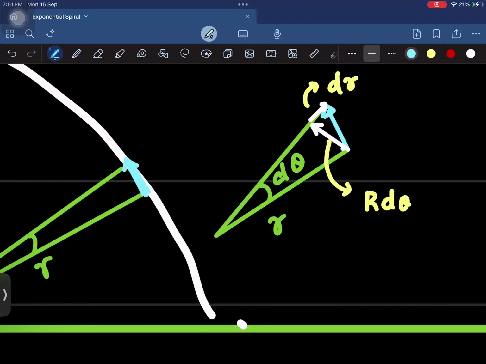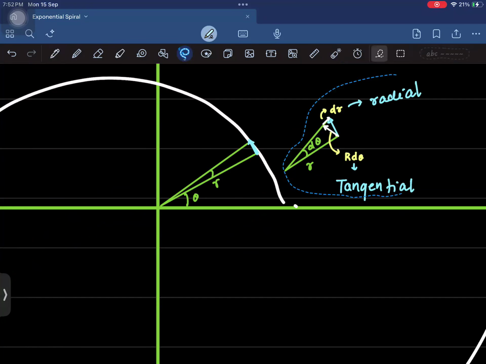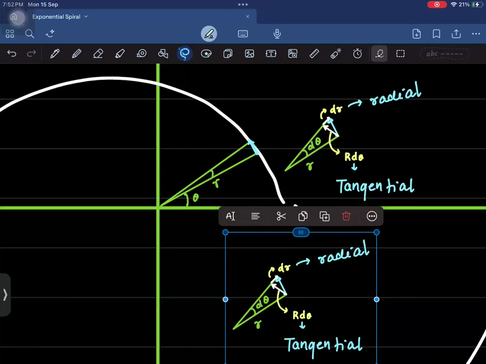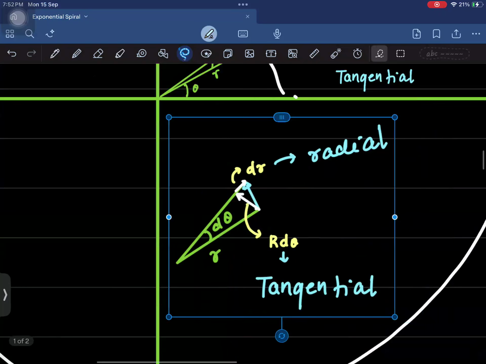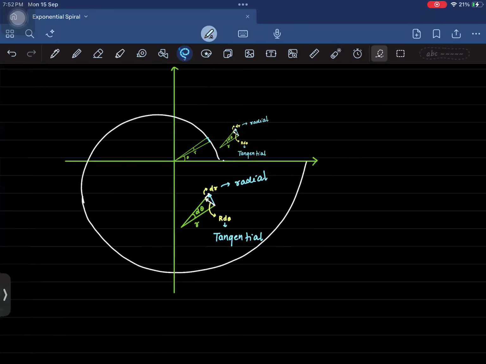To give you more clarity, this r d theta will be in the tangential direction and dr will be in the radial direction. So in the case of the exponential spiral and generally non-circular curves, the element cannot be directly written as r d theta, because r d theta will be just a small part of the bigger element. That will be just one component.